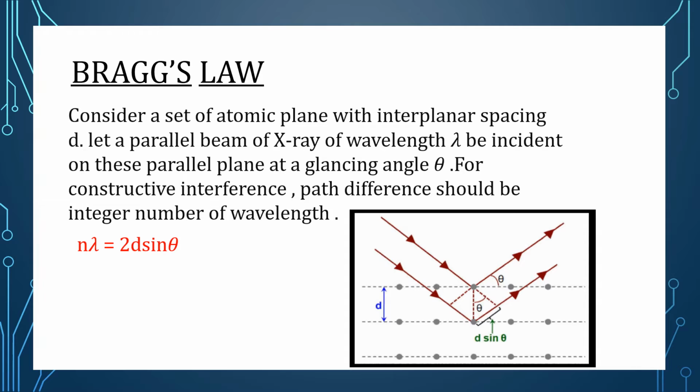We know that inside crystals, atoms are regularly arranged in atomic planes. So if we consider a set of atomic planes with interplanar spacing d, as shown in the figure, and let a parallel beam of X-rays of wavelength lambda be incident on these parallel planes at an angle theta. This angle is called the glancing angle. There will be either constructive or destructive interference. If there is constructive interference, then the path difference should be equal to an integer number of the wavelength. That is, n lambda equals 2d sin theta.